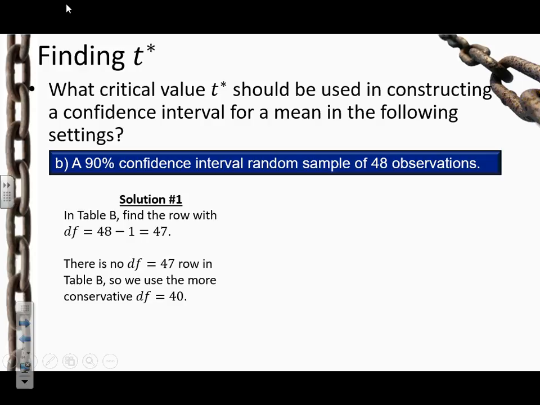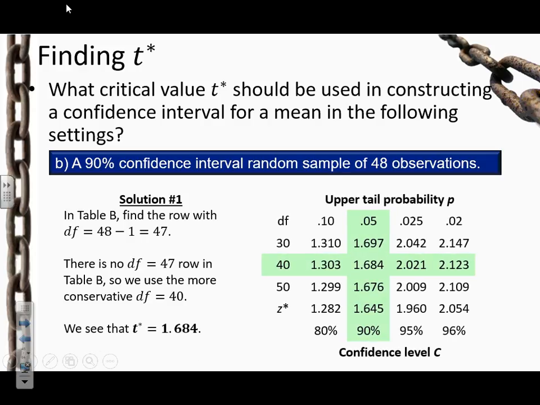So if we're at degrees of freedom 47, we need to go back down to 40 and then find 90% along the bottom, and you get 1.684. Okay? So, go to 40, go to 90%, 1.684. And that happens every time.